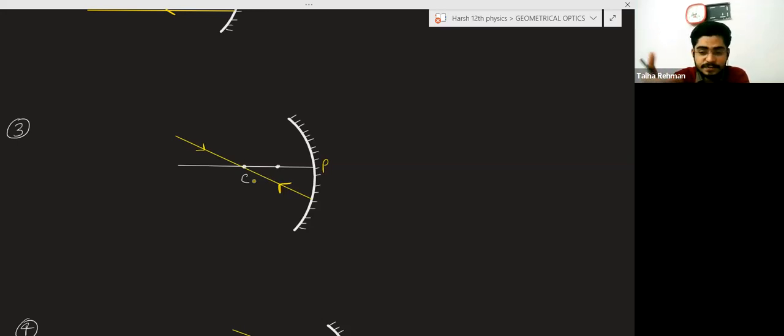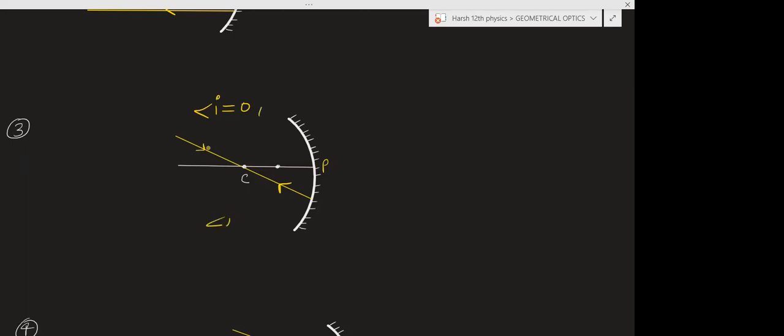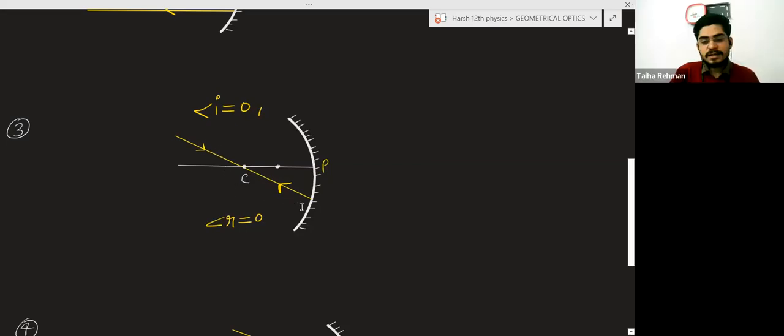Why is it retracing? If someone asks why, when a ray of light passes through the center of curvature, it retraces its path. If you draw the normal, the normal will also pass through the center of curvature. If the normal is passing through the center of curvature, and this is the incident ray, then the angle of incidence will be equal to 0. According to the law of reflection, the angle of incidence must be equal to the angle of reflection. So the angle of reflection will also be 0. That is why this ray is reversing or retracing its path.